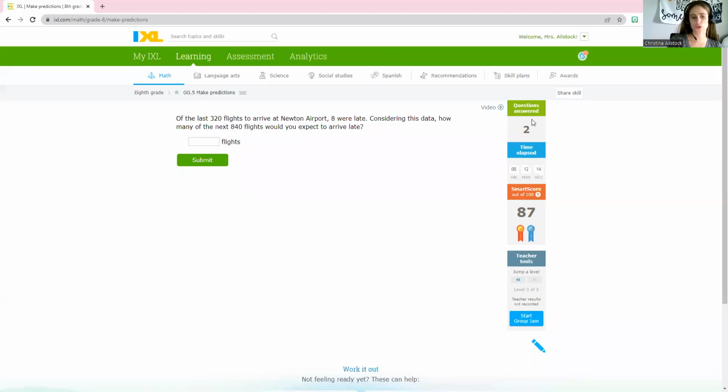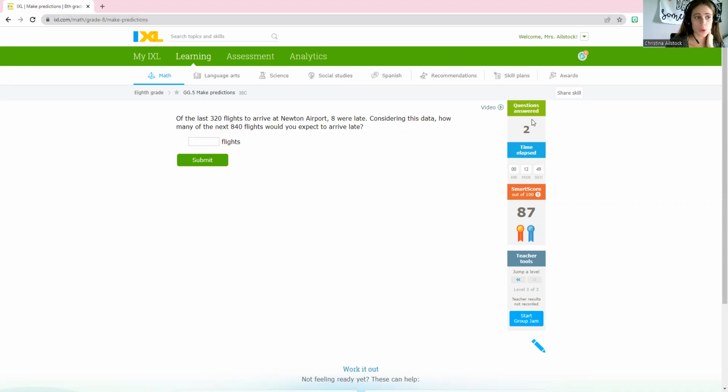All right, let's go to our highest SMART score value here and answer one final question. In this case, just glancing at it, it looks like the main thing that it's increasing in difficulty is that we're dealing with larger numbers. But that's okay, we can do that. So of the last 320 flights to arrive in Newton Airport, 8 were late. Considering this data, how many of the next 840 flights would you expect to arrive late?